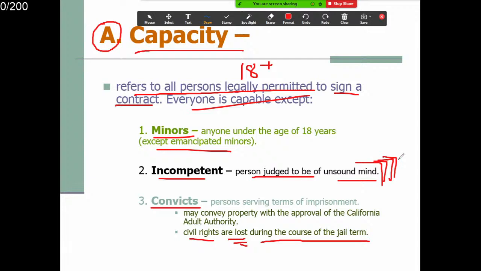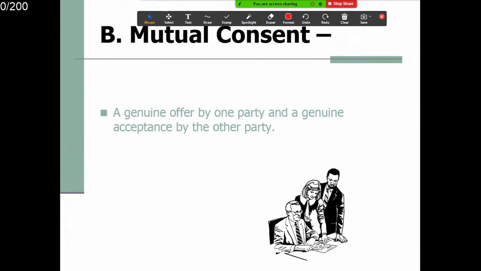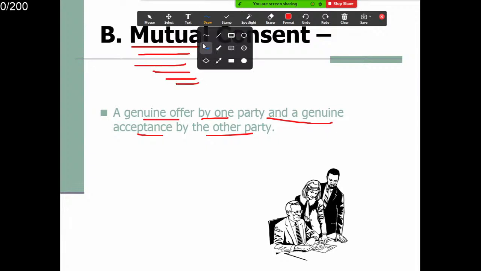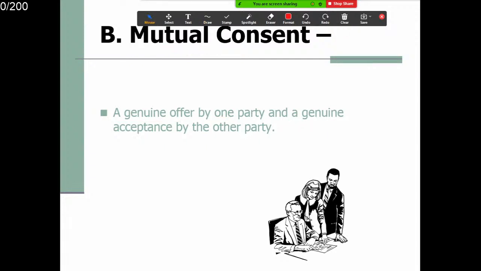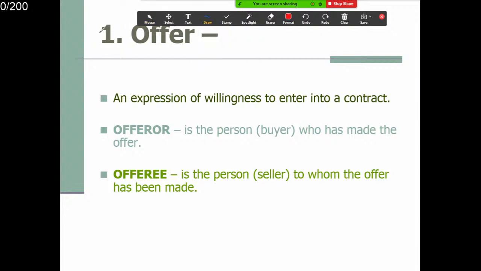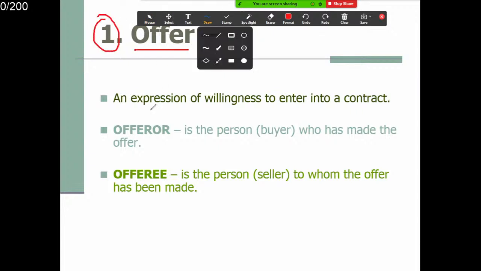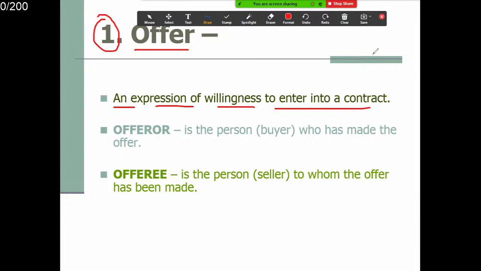在监狱里面的话，right，这些囚犯没有权利去签协议的。Mutual consent, okay？两方要同意，OK？A genuine offer by one party and a genuine acceptance by the other party, OK? Is mutual, OK？两方多方全方嘛，OK？要同意，OK？The offer, OK？我们这是丢一个协议出去，OK？我想买你的房子，出多少价，OK？出价，这 offer，OK？An expression of willingness to enter into a contract. 我有意思去买你的房子，所以这个是我的 offer. Okay.